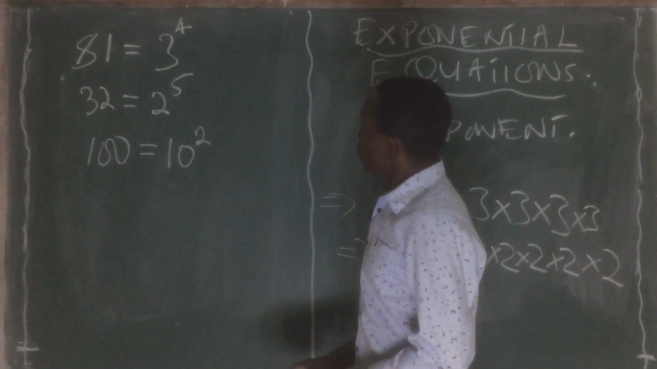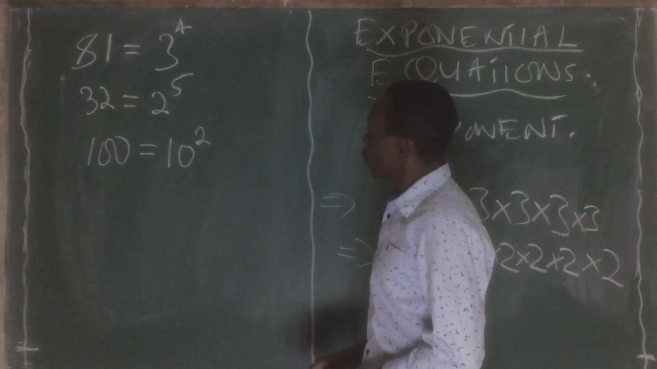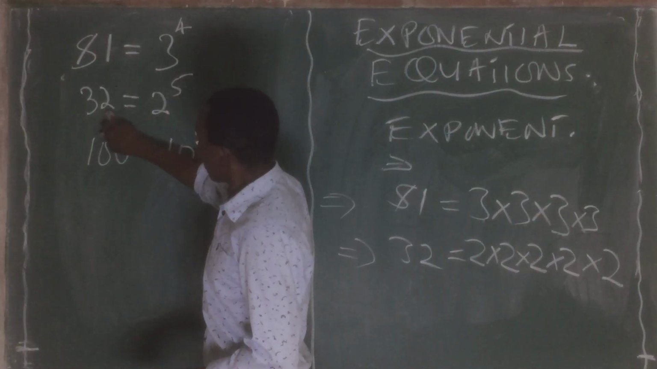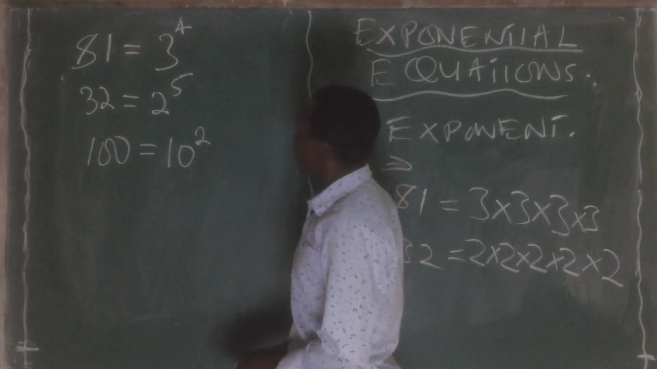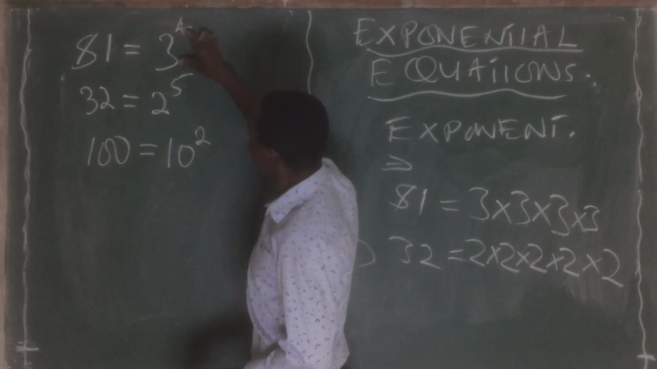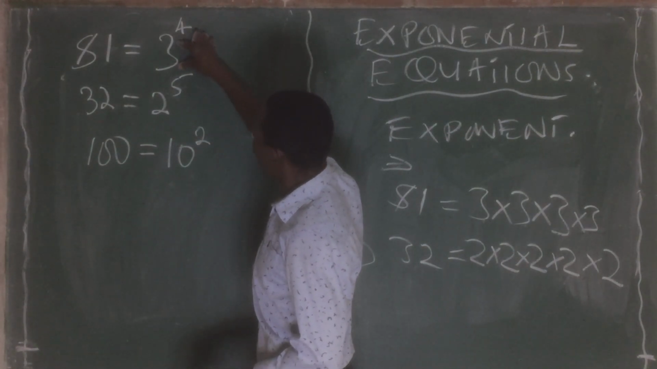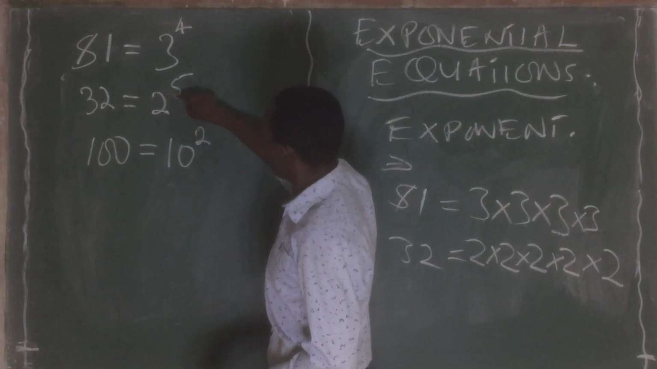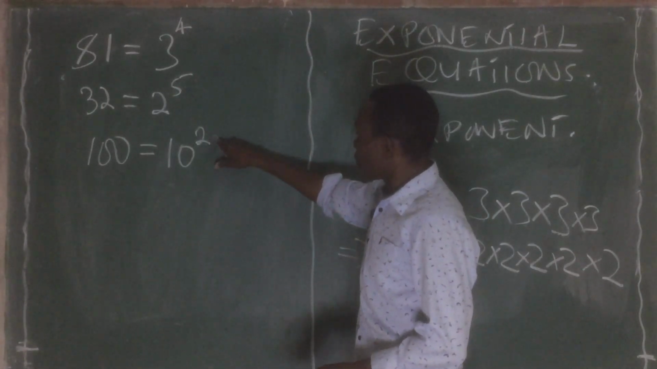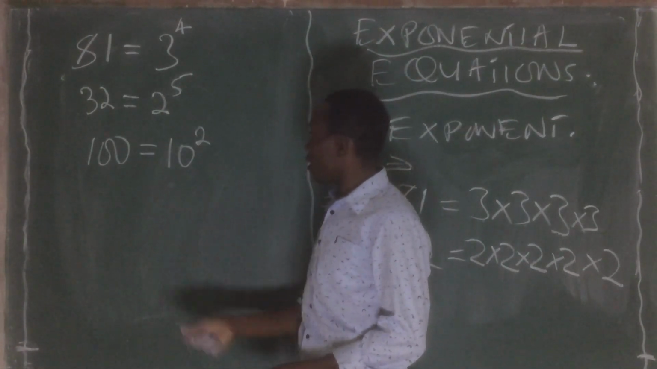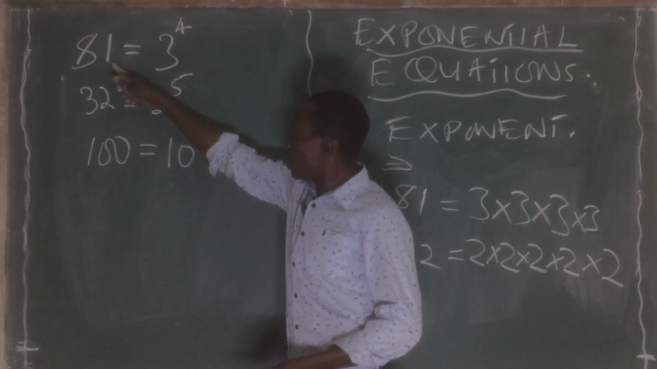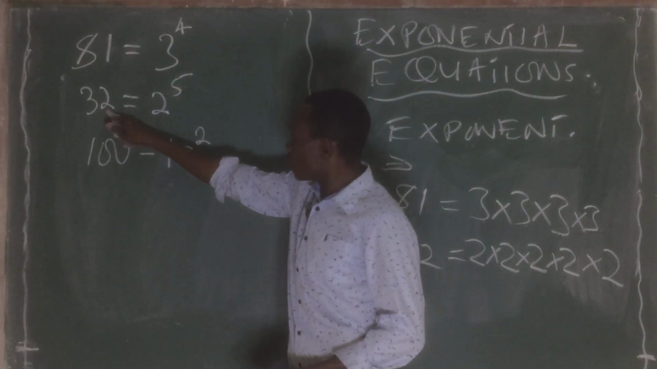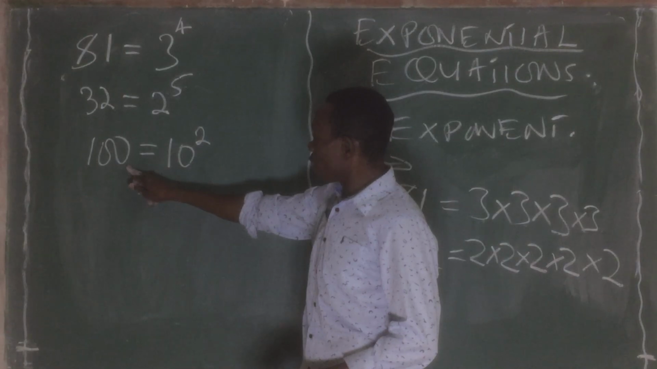Now, if you look at this type of presentation of these numbers, 81, 32, and also 100, you may consider that each is written in 2 categories of numbers. One is down, another one is on top. That applies for 32 and 100. The number down here is a factor of 81. And here 2 is the factor of 32. And here 10 is the factor of 100.